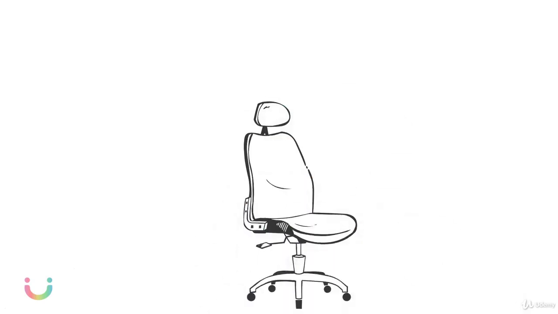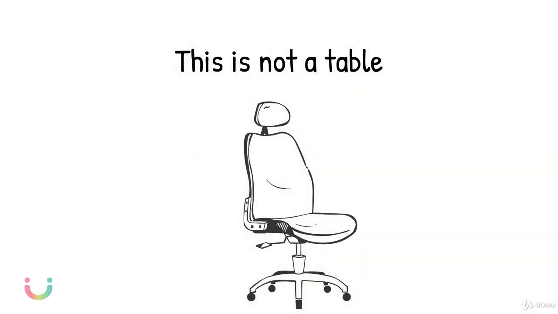To make a negative sentence, we use is not. This is not a table. Repeat. This is not a table.